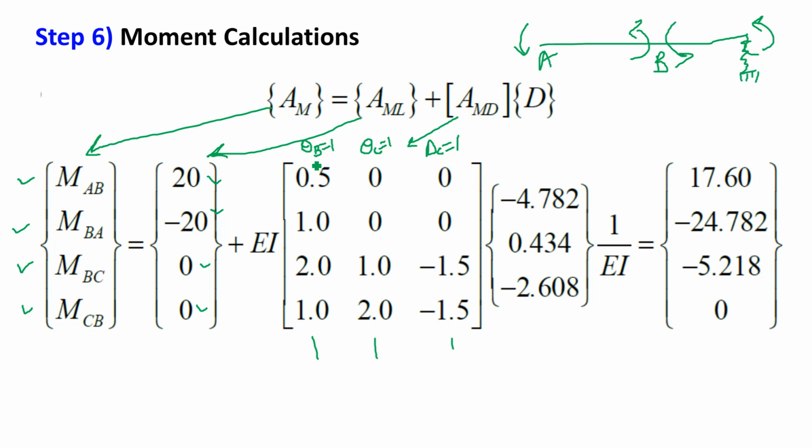These elements are nothing but MAB, MBA, MBC and MCB in the figure theta B equal to 1. This is MAB, MBA, MBC and MCB in theta C equal to 1. Similarly, these are the four moments in delta C equal to 1. D is equal to the values of your unknowns, which are known to you now. In the previous step we have calculated theta B, theta C and delta C and put all those values. 1 upon EI is taken outside, and this EI and this EI will get cancelled. Now if you solve this matrix, you will get the answers of MAB, MBA, MBC and MCB. So here you will get MCB is equal to 0.